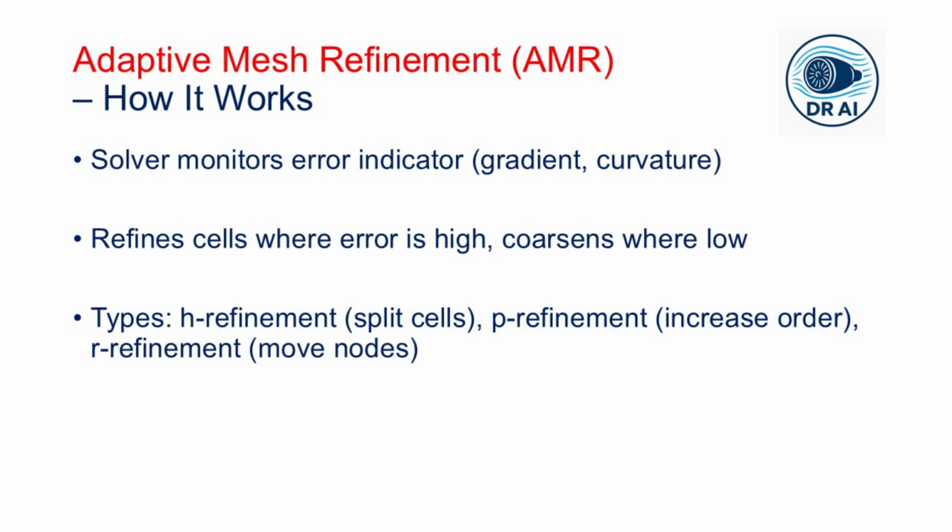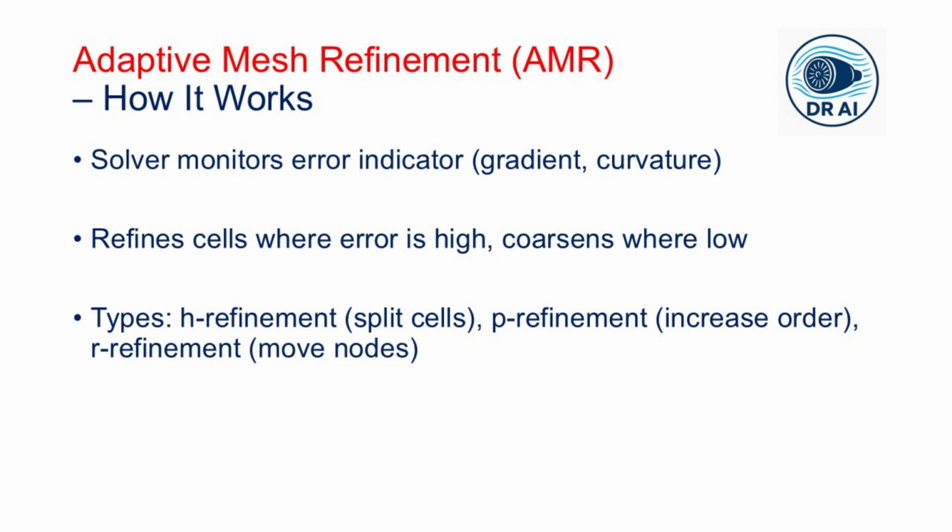So finally, we move on to adaptive mesh refinement, which is AMR, a grid that changes during the simulation based on the solution itself. The solver continuously estimates a local error indicator, for example the gradient of the velocity or the curvature of the shock wave, and refines the cells where the error is high and coarsens where the error is low.